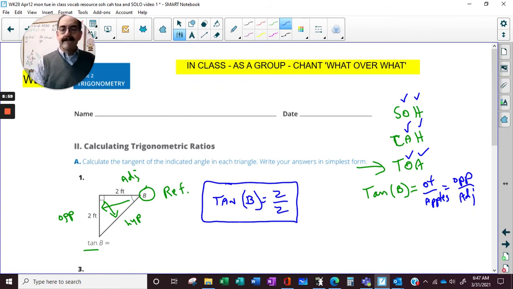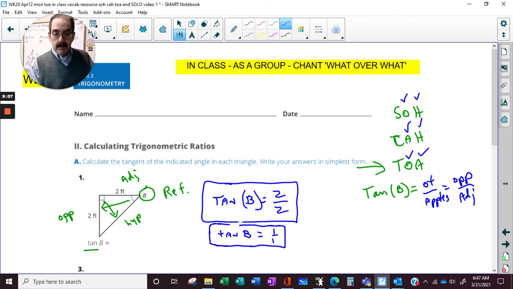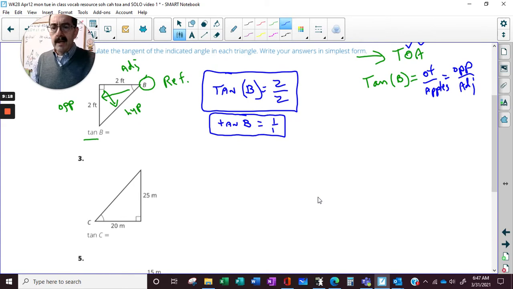Okay? Yes, you can write the tangent of B is equal to 1 over 1. Absolutely you can. But we want it to be a fraction because they have meaning. The something over the something. We always want to have a fraction. Alright, let's chant the tangent.